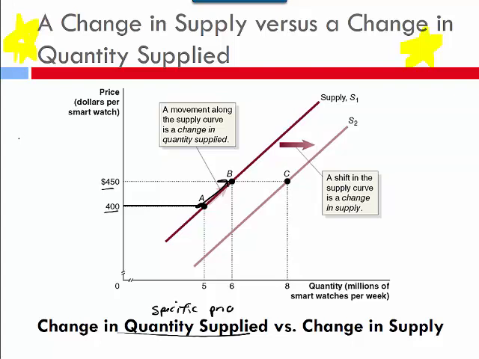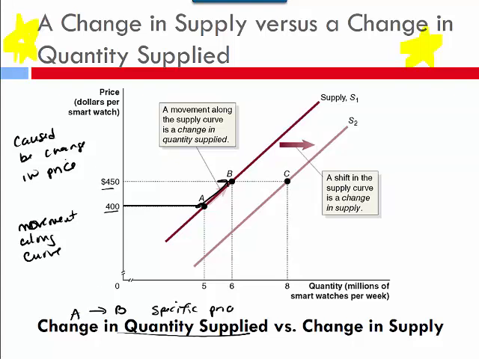So that is caused by a change in price. That is a movement along the same curve. So I'm going from A to B. That's this one. A change in supply is when the whole curve shifts.